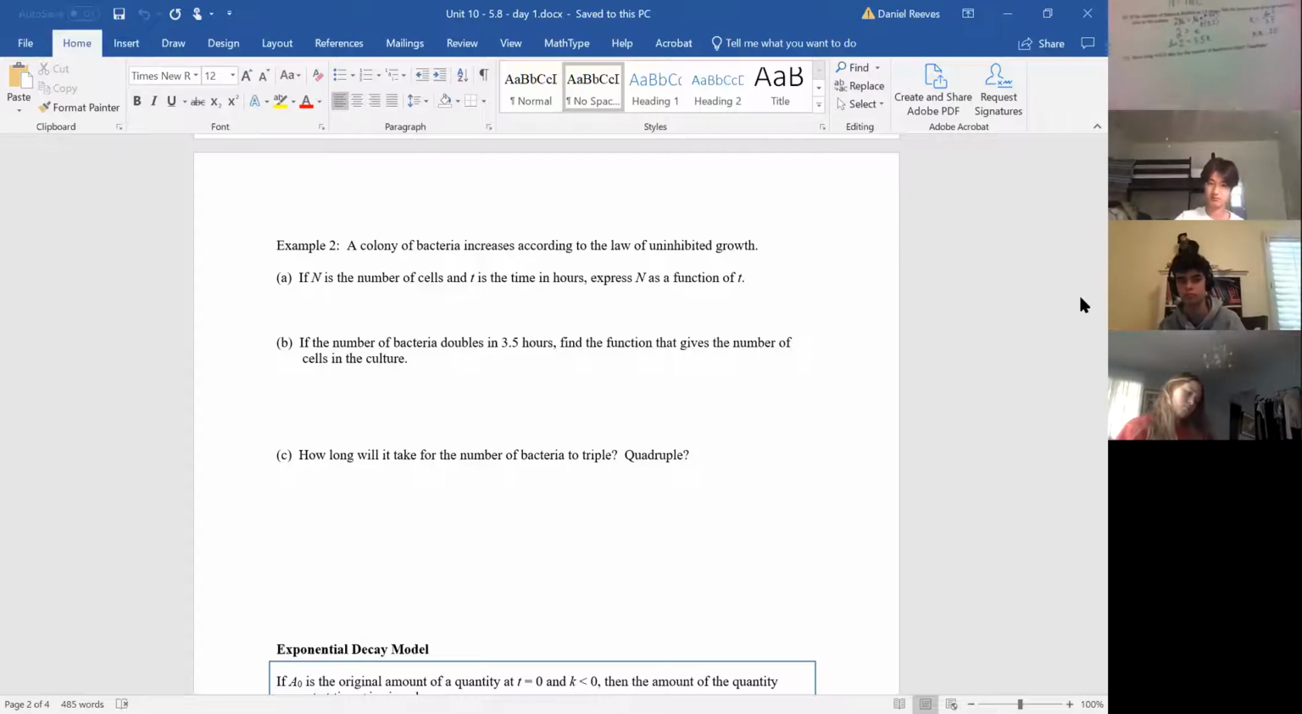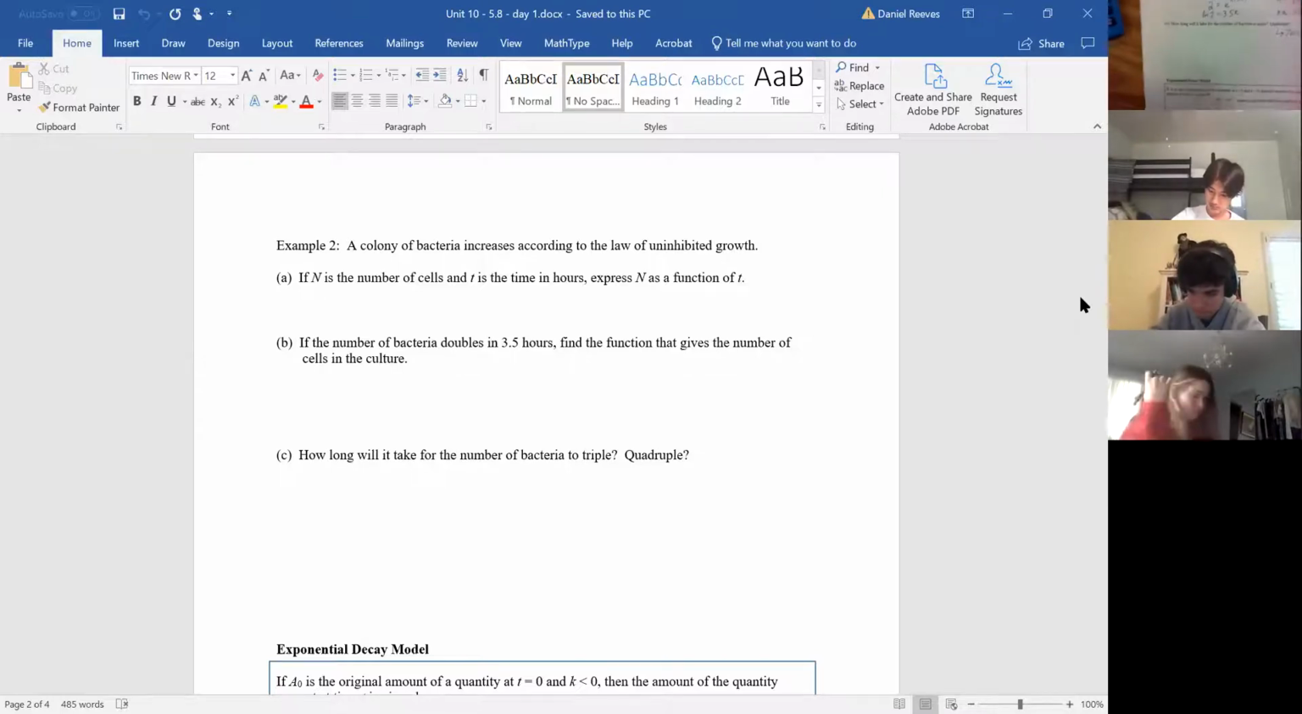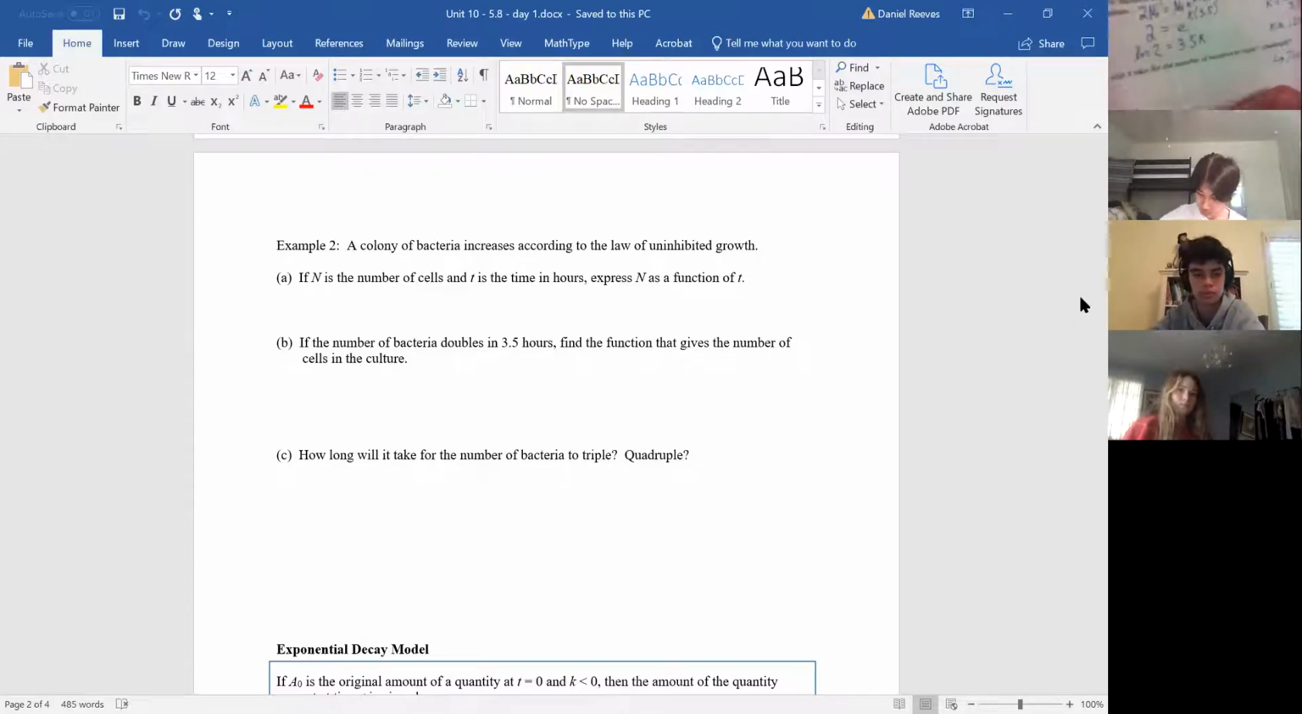In part C, tripling is a hard question to answer. We're going to do it. Quadrupling, though, is a very easy question to answer. How long does it take to quadruple? You know it takes 3.5 hours to double. If I double twice, I've quadrupled. So I know my answer for how long it takes to triple will be somewhere between these two. Let's do it.